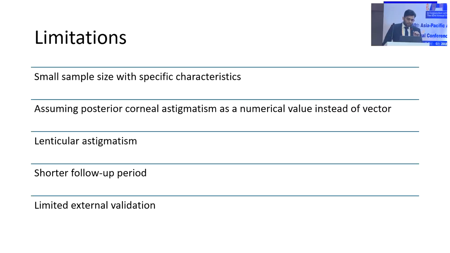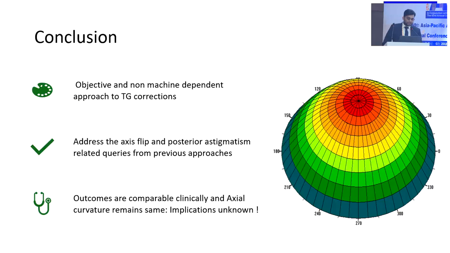Some limitations of our study is a small sample size with very specific characteristics. We assume that the posterior corneal astigmatism is a numerical value instead of a vector. We did not account for lenticular astigmatism. It is a shorter follow-up period, still 1 year, and it has limited external validation.